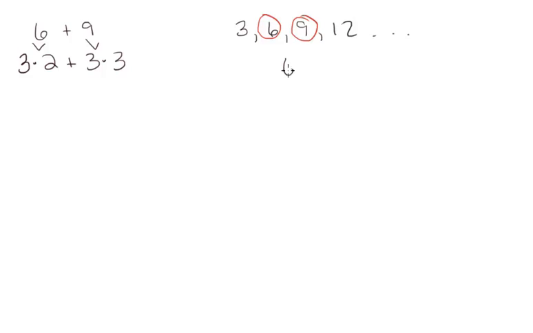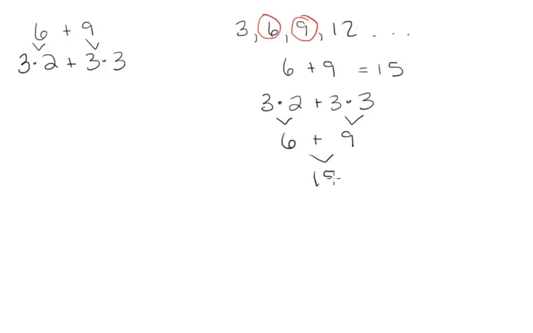Well, let's just see if this is truly equal. 6 plus 9 is equal to 15. 3 times 2 plus 3 times 3, well, 3 times 2 is 6. 3 times 3 is 9. If I add those together, I get 15. So we're just thinking of other ways to rewrite numbers. That's part of being a mathematician, is seeing patterns in numbers and being able to think flexibly about numbers.